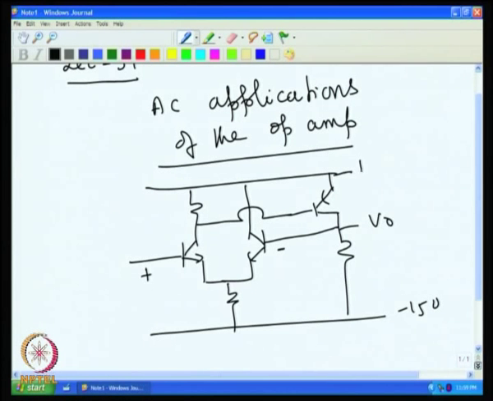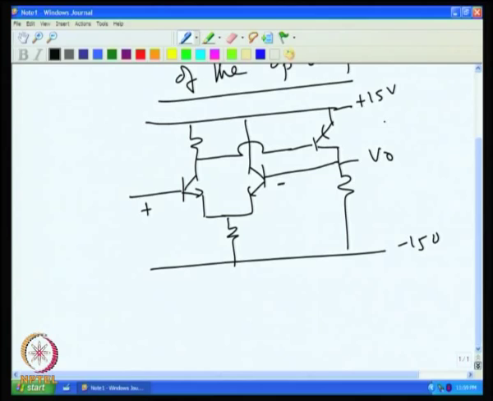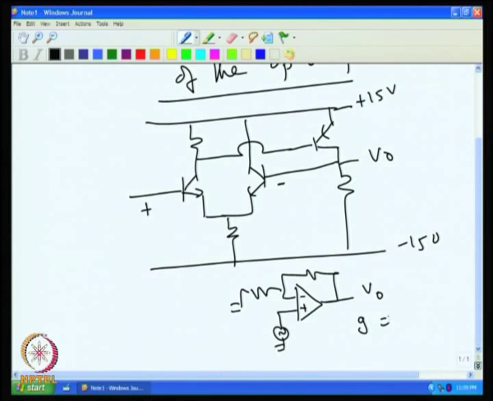So, we will use the same model to see what the problem is in using the op amp for AC applications. We may think that if we want to amplify, the simplest thing would be similar to DC: we can have two gain setting resistors, give a signal here, and get the output voltage. Now, the gain is given by RF by R1. In this case, it is 1 plus RF by R1, similar to DC, what we discussed earlier.